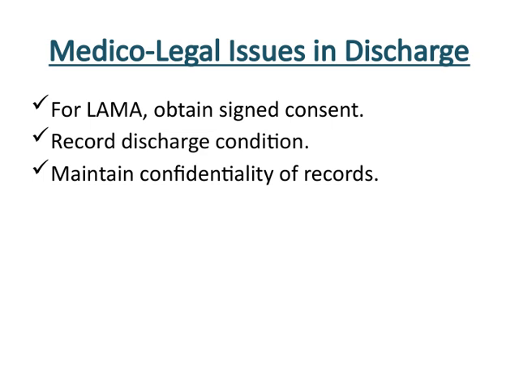Next, it's important to record the patient's discharge condition accurately. This means noting their health status at the time of discharge, any instructions given, and the patient's understanding of their care plan. Proper documentation ensures clarity and accountability. Finally, maintaining the confidentiality of records is paramount. Patient information must be kept secure and private, respecting their rights and adhering to legal and ethical standards.